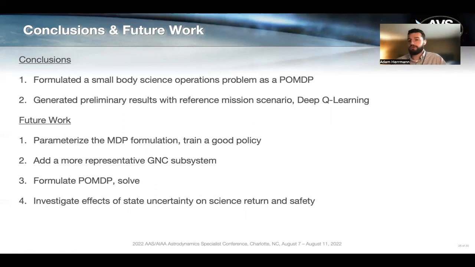So attitude control, we do that pretty well, but I'd like to add some kind of optimal two-burn solution for those waypoint transitions. And then also, as we move towards a POMDP formulation, have some representative navigation system on board that's either a hybrid with ground-based observations and onboard observations, or just fully onboard autonomous nav. And then finally, once we formulate that POMDP, solve the problem, a lot of work there in that third bullet. We'd like to investigate the effects of state uncertainty on science return and system safety.